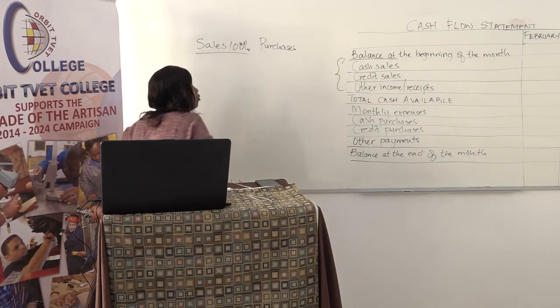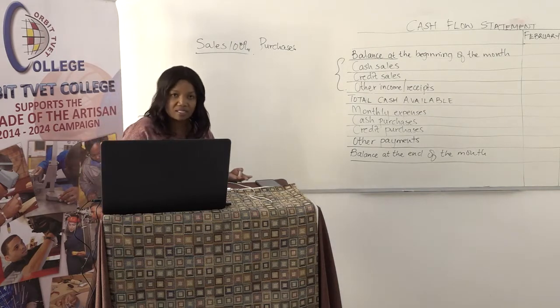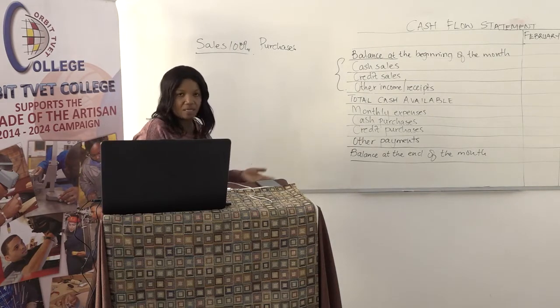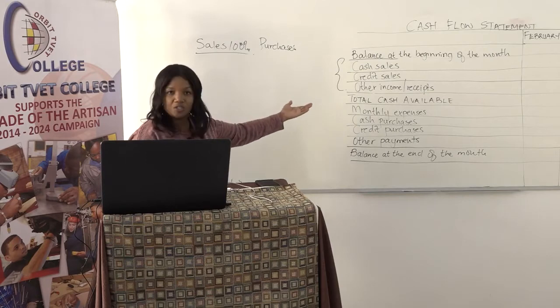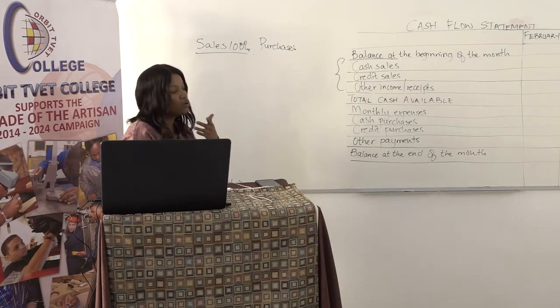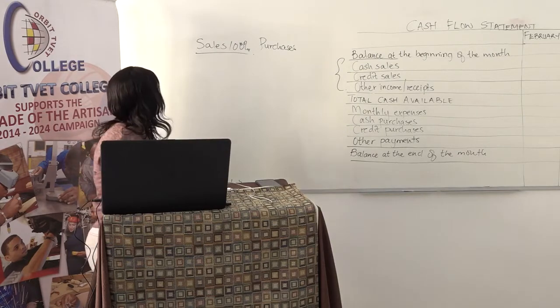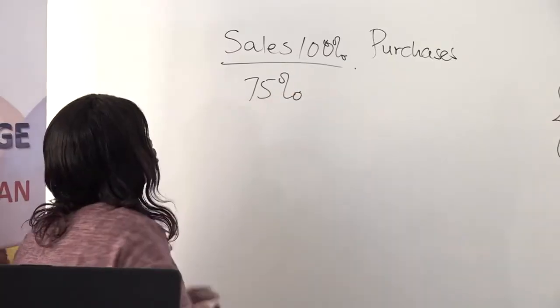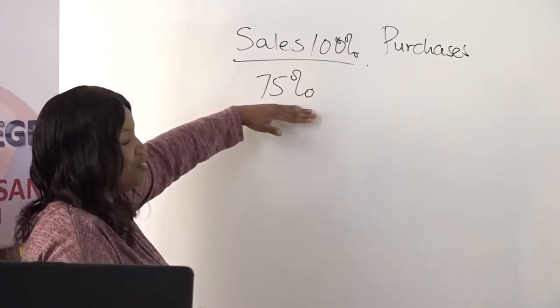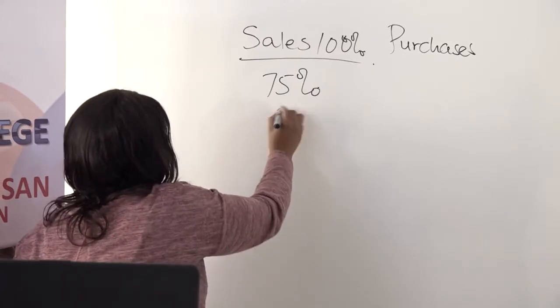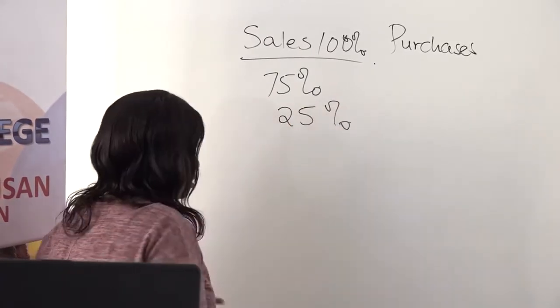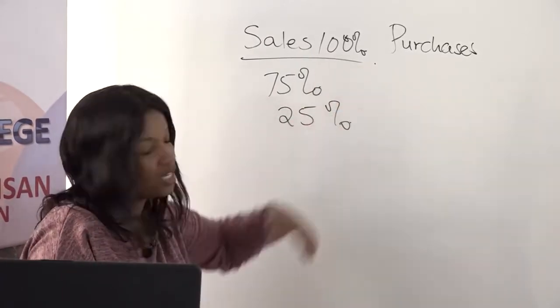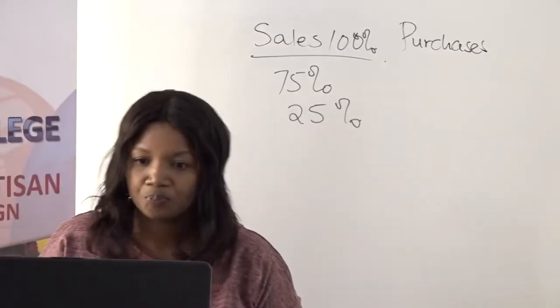They will tell you how much is our credit sales and how much is our cash sales. Sometimes they just give you the percentage for credit sales, so you have to calculate the credit sales. Let's say, for example, they said cash sales amounts to 75%. It means that you are going to say 100 less 75%, then our credit sales is going to be 25%. Same goes with the purchases, but I will explain more when we do the purchases.